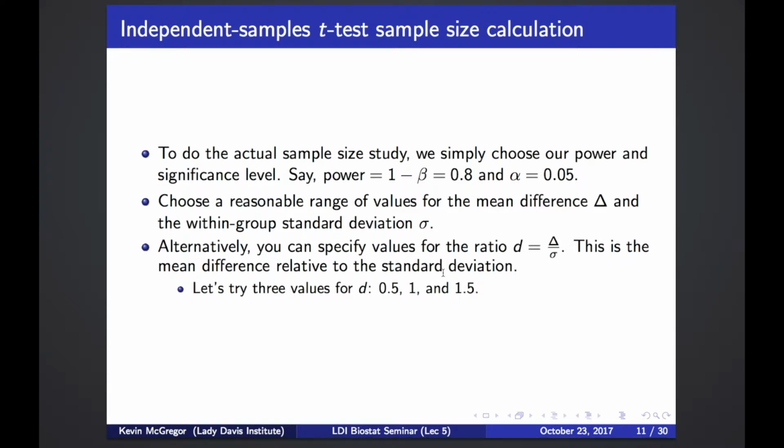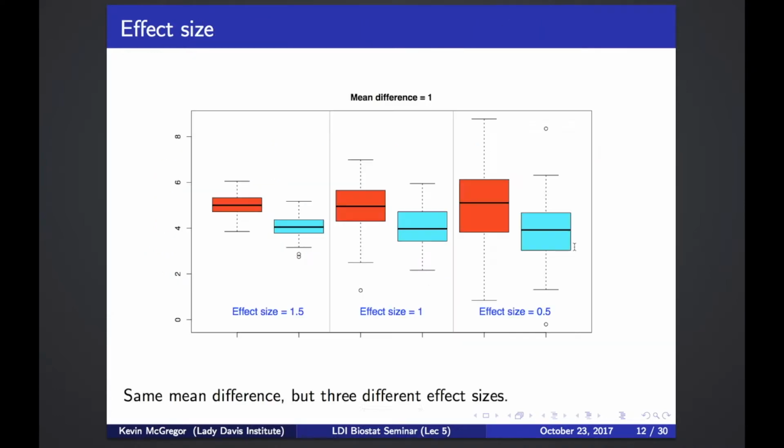As it turns out, these are actually all very large effect sizes. 1.5 is something that you would be very lucky to see in your data. Here's a quick illustration of these different effect sizes. Here we have our 2 groups that we're comparing in the t-test. We have the red group and the blue group.